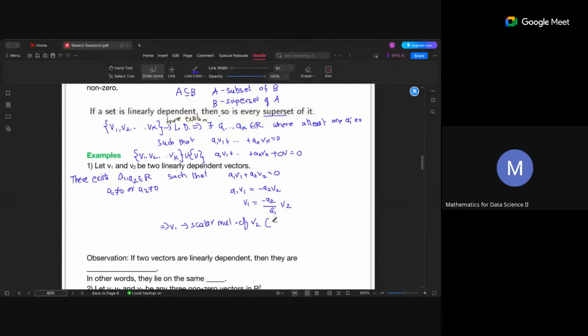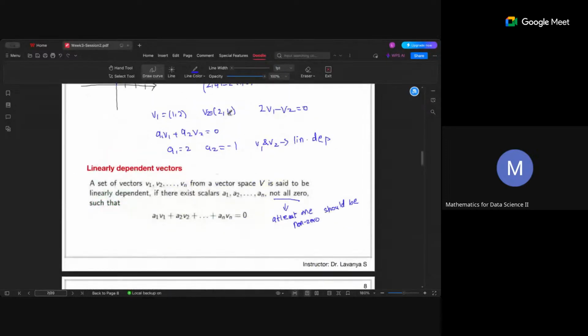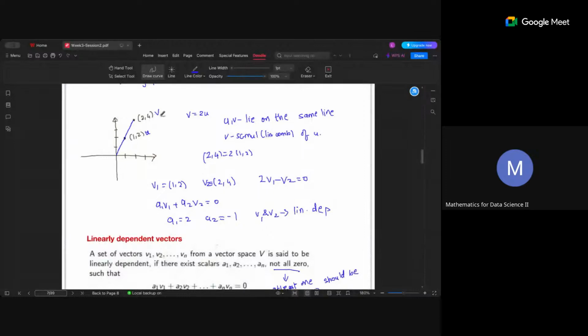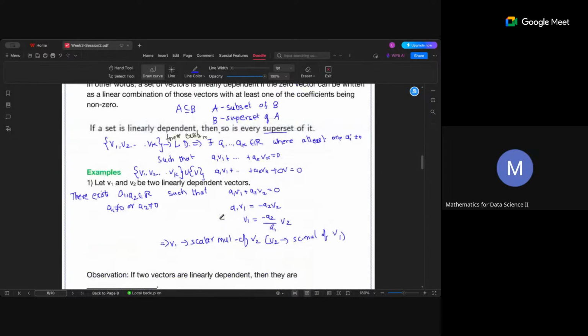The same can be done the other way around when a2 is non-zero: v2 is a scalar multiple of v1. So in general, it is the same thing we see in R2. When two vectors are linearly dependent, then one is a scalar multiple of the other. That is what we saw in the very beginning. You can take any vector from Rn, a matrix, or any vector space, but once you know they are linearly dependent, one is a scalar multiple of the other. This is a common property.